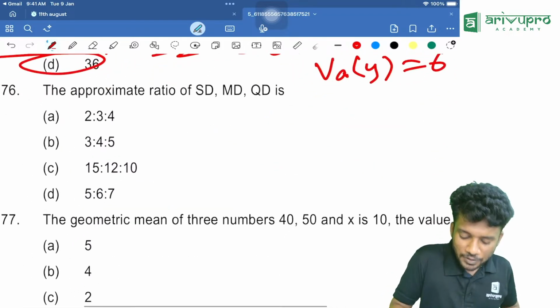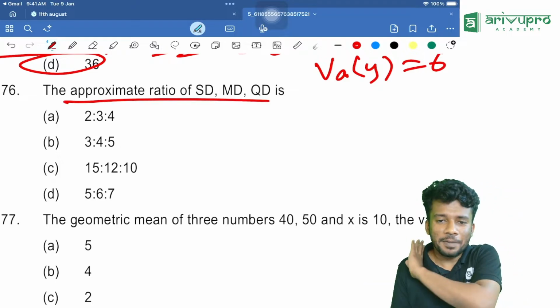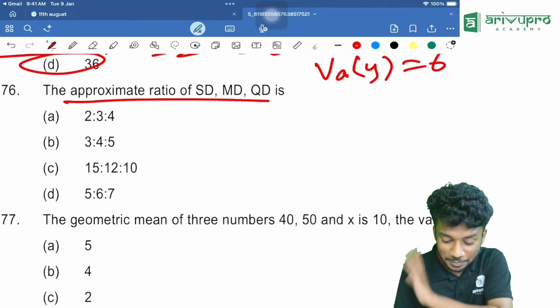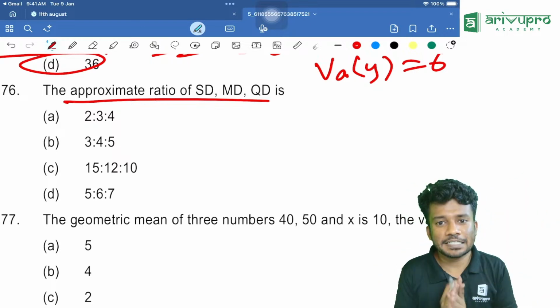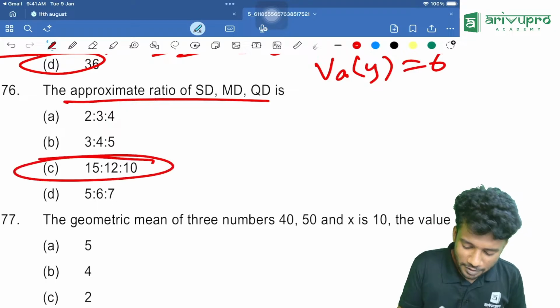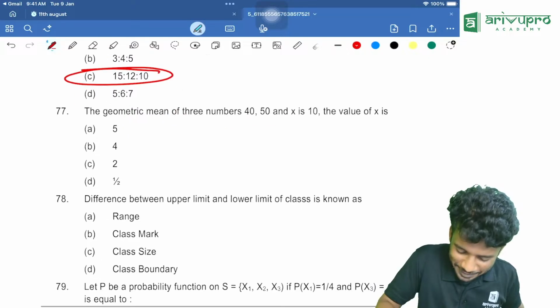Okay, next one. Another direct question. I'm not going to do it for you because we solved it in our marathon, multiple times. Whenever I did this chapter, it's already there on YouTube, you can check that. So what is the answer? Option C is your answer.